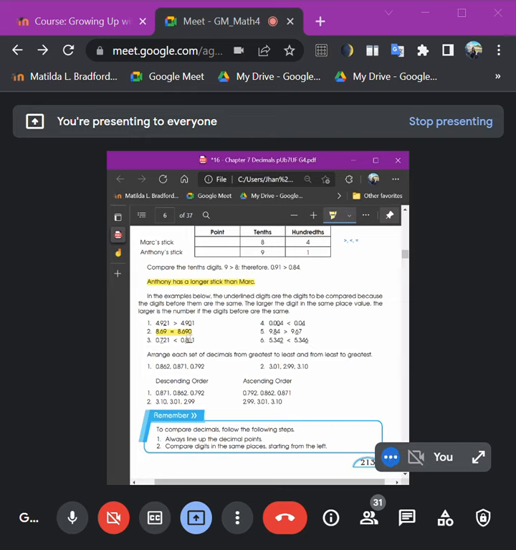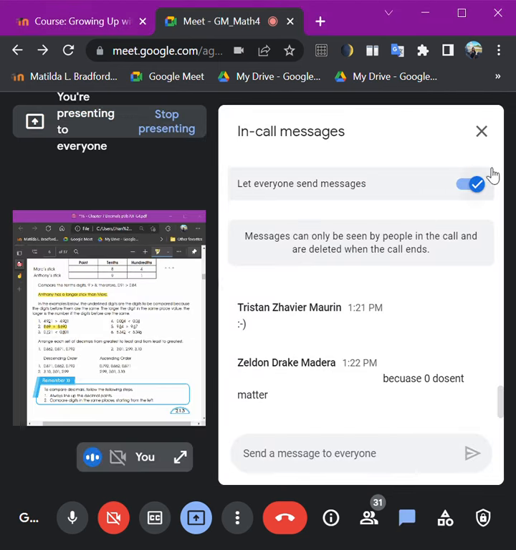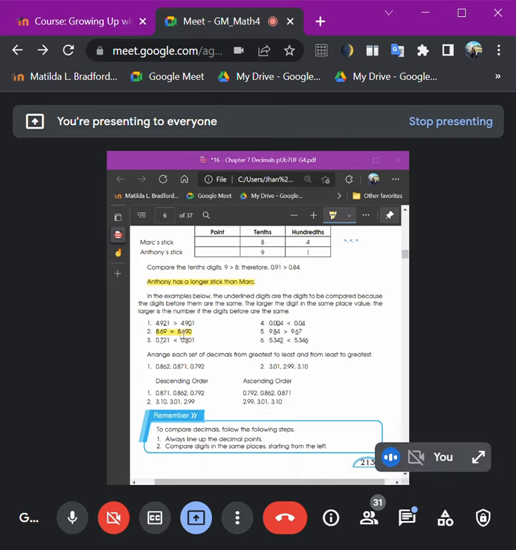Because they have the same number. Yes? But teacher, there is a zero, and the zero is nothing, teacher. Okay, because the zero here doesn't have value. The zero has no value. So that's why you can see that 8 and 69 hundredths is equal to 8 and 690 thousandths.